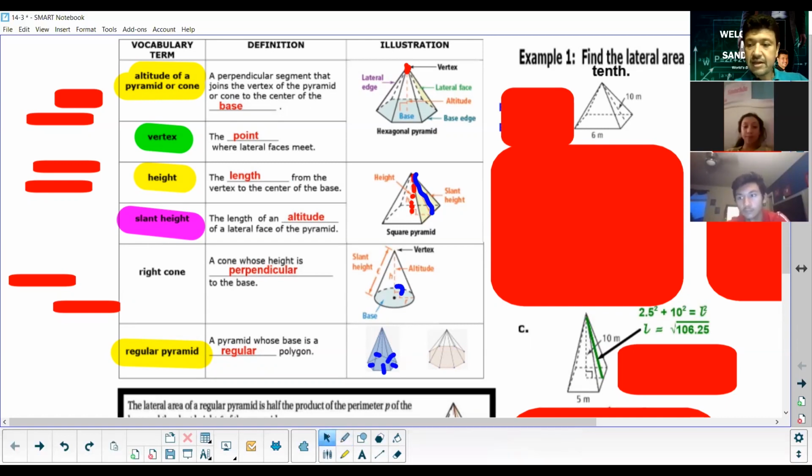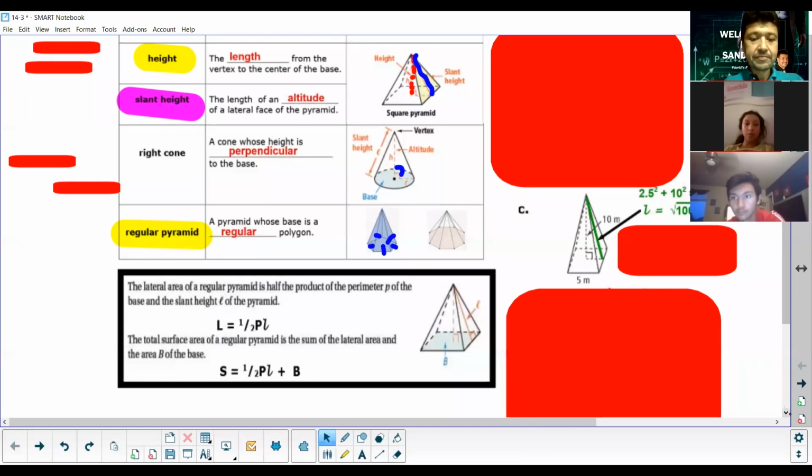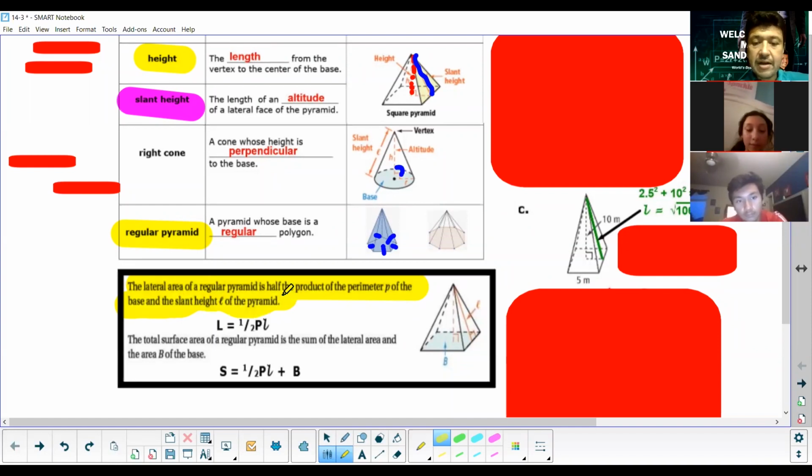All right, now let's have Celeste go ahead and read the definition of a lateral area. The lateral area of a regular pyramid is the product of the perimeter P of the base and the slant height L of the pyramid. One thing that should not be new is perimeter, you should be familiar with it. The part that is new, the part I'm going to have to work with you on, is this part right here.